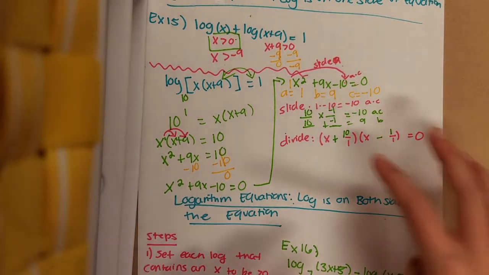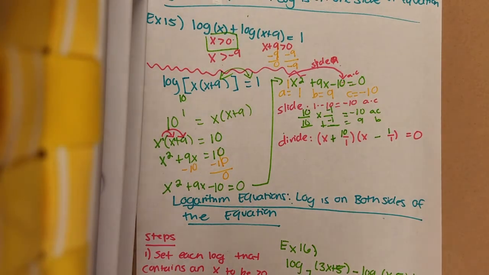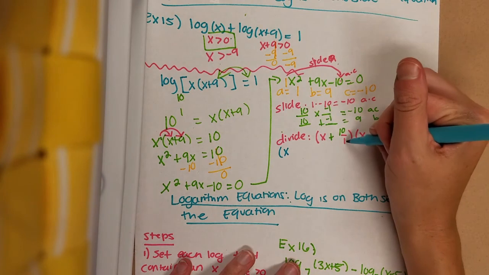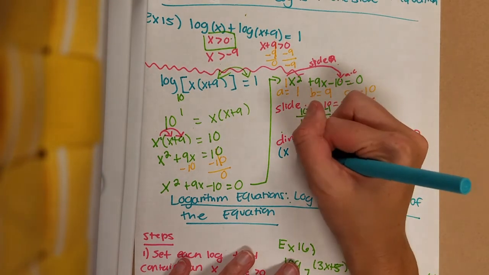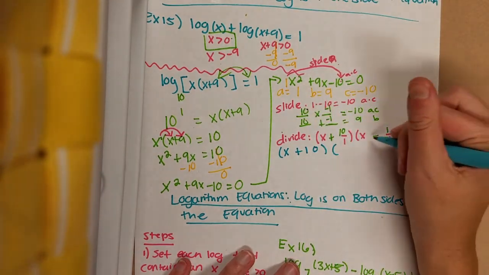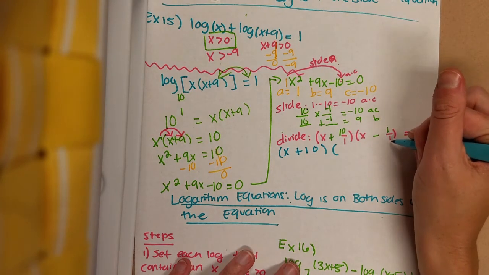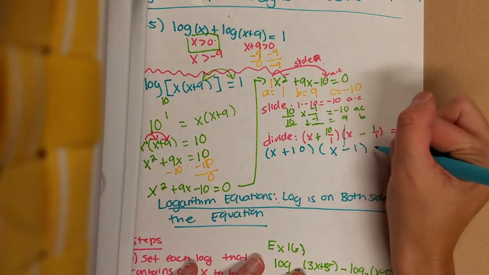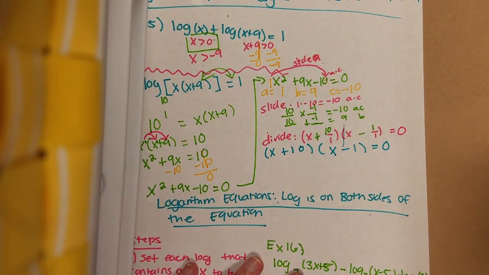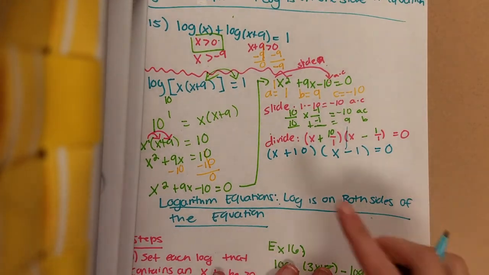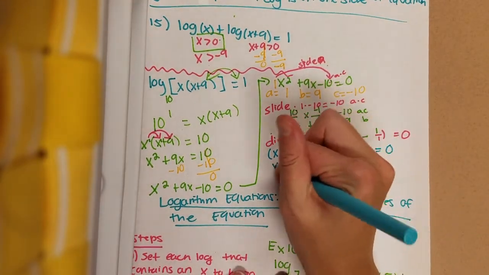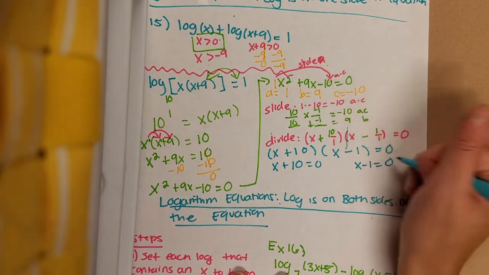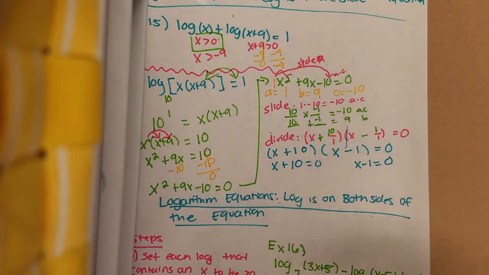Okay, so before we can start setting these equal to 0, we need to simplify our fractions down. So 10 divided by 1 is positive 10, so plus 10. And x minus 1 over 1 is just 1, so it'll be minus 1. Okay, and from here, all you guys have to do is set each of these factors equal to 0 and solve. So we have x plus 10 equals 0, and x minus 1 equals 0. And then we'll be done with this one.